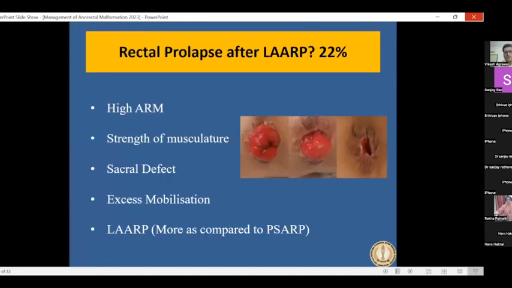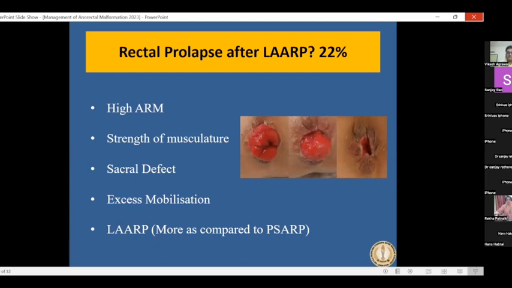The next problem which we encountered initially in our study was rectal prolapse, because we used to be very skeptical, thinking good mobilization is required, and we used to mobilize the rectum quite a lot, and that used to result in rectal prolapse, usually associated with high anorectal malformation. And usually these patients have poor strength of musculature, at times they have a sacral defect, and excessive mobilization, as I said, is an important cause for this.